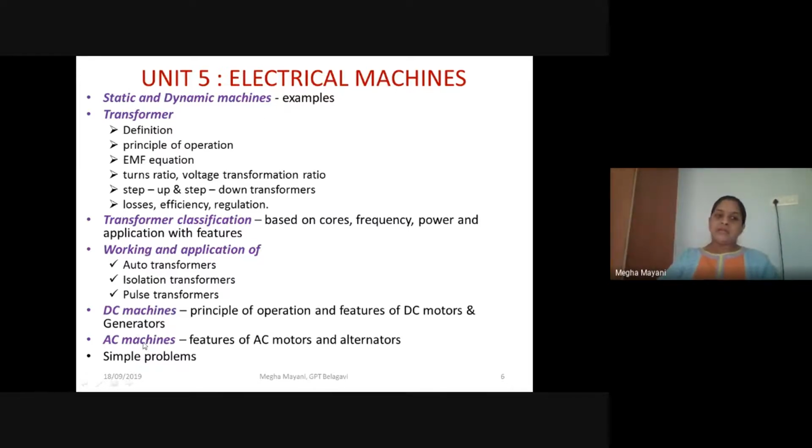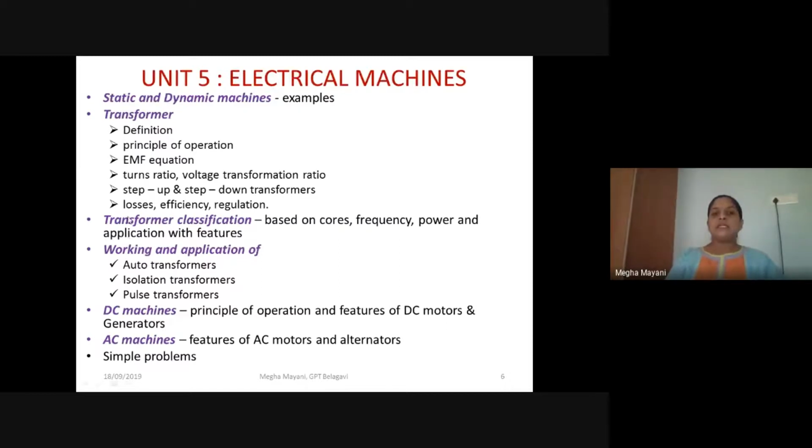We have dynamic machines called DC machines and AC machines. So we need to understand the working principle of these, their features and applicability. Simple problems associated with each concept, as and when required, we can go through.